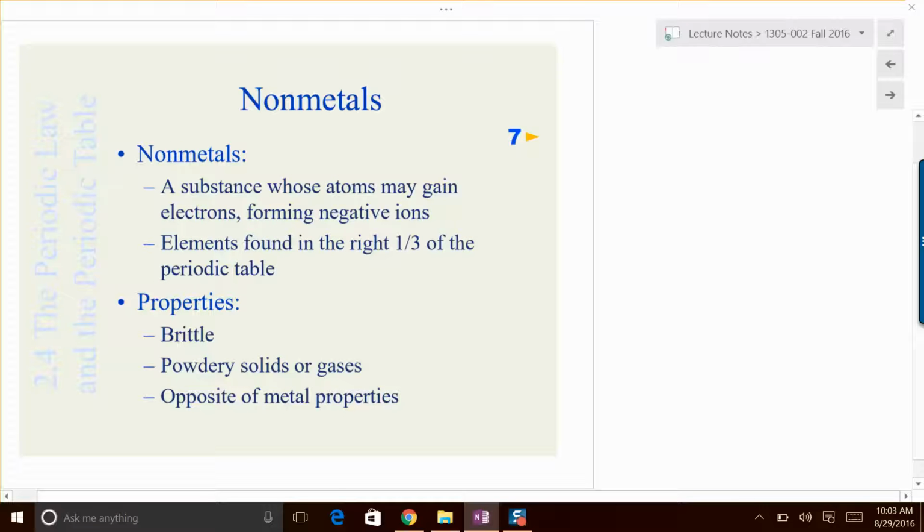Nonmetals, they're more brittle. They're more powdery solids or gases. A lot of times they're gases because... we'll talk about why later. So they're kind of the opposite of metals. Opposites attract, right? So that's how they come together and form compounds.